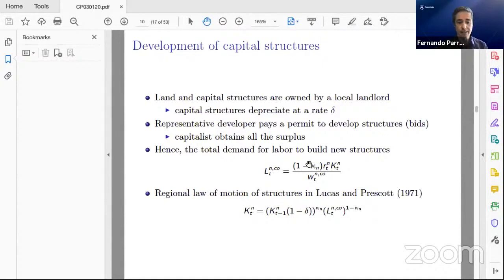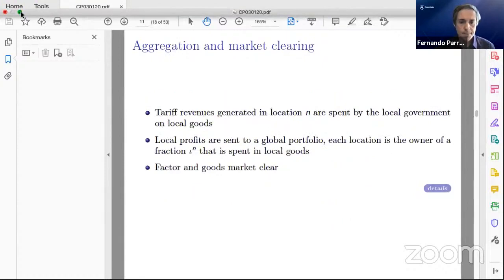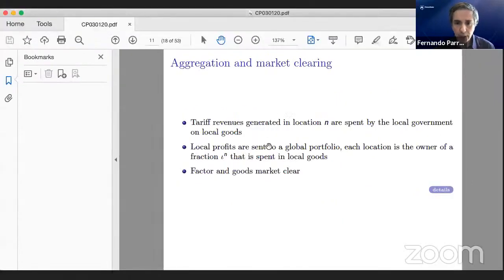So aggregating the decisions of all the developers in a given location, we can derive the aggregate law of motion of capital that is going to depend on the labor used to build new structures and the previous period's stock of capital, which is going to be very similar to the law of motion of capital in papers like Lucas and Prescott. So finally, tariff revenues generated in location N are going to be spent by a local government on local goods.